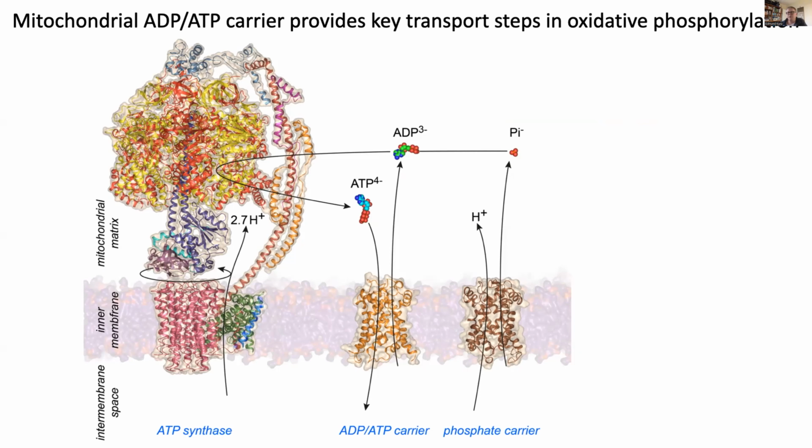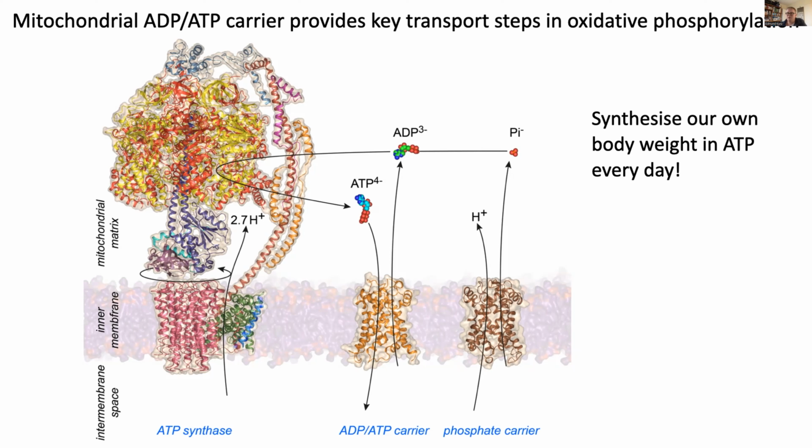And what the ATP carrier does, it brings ADP into the mitochondrial matrix, and at the same time, the phosphate carrier brings in phosphate, and they migrate to a synthetic site in the ATP synthase, where ATP is then synthesized by rotation of the central stalk, and then by another rotation is removed from the catalytic site in ATP synthase. ATP is then bound by the ATP carrier and is transported out to the intermembrane space, and then via VDAC to the cytosol.